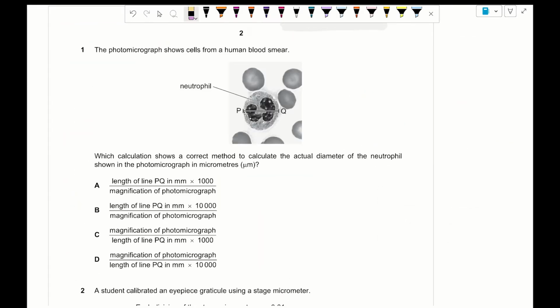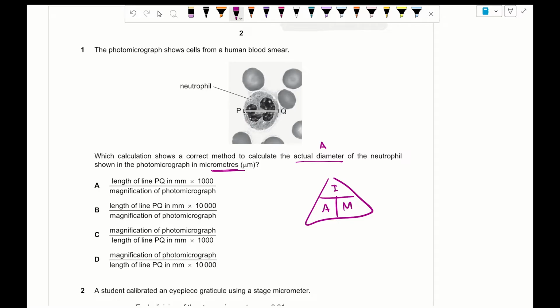Question number 1. The photomicrograph shows cells from a human blood smear. Which calculation shows the correct method to calculate the actual diameter of the neutrophil shown in the photomicrograph in micrometers? As we all know, the equation for magnification is I over M, and we are trying to calculate the actual diameter. Therefore, it's the image size divided by the magnification.